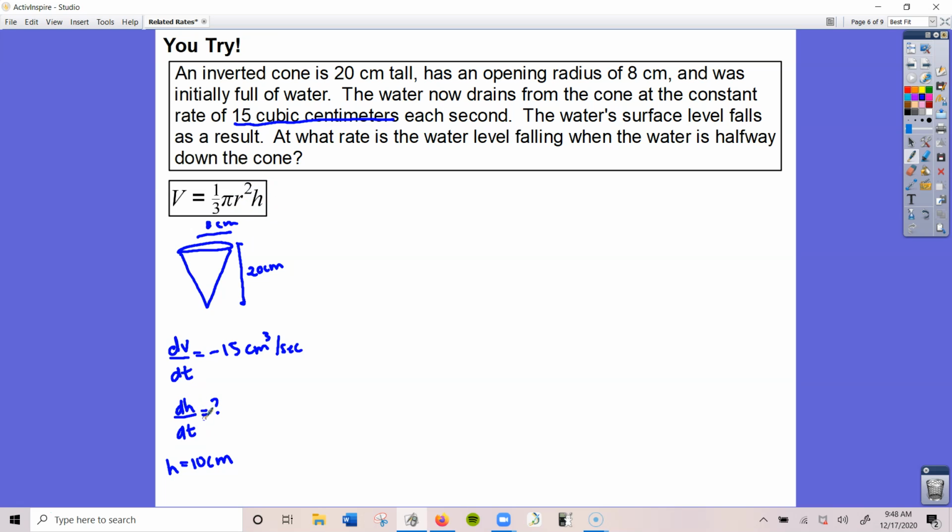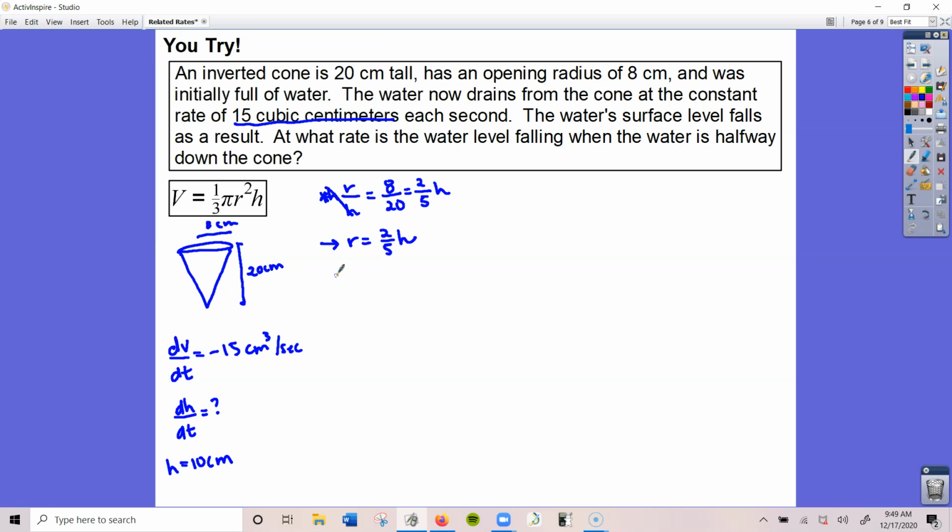Since we're looking for dh dt, we want this equation to be only written in terms of h. So I'm going to write my ratio. r over h is going to equal 8/20, which can be simplified to 2/5. Now I want my equation to have h in it, so I need to solve for the radius. I'm going to multiply h to both sides. So the radius is equal to 2/5 of the height.